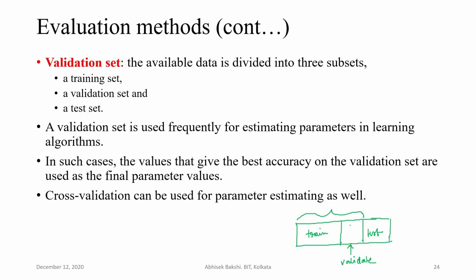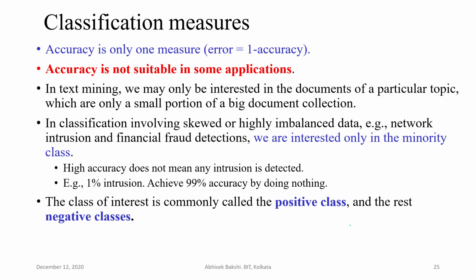Okay, so now we can go for the classification measure, that is, how we can classify. Obviously error is a very important thing and accuracy is an important thing, which is basically: accuracy equals 1 minus error, or error equals 1 minus accuracy.